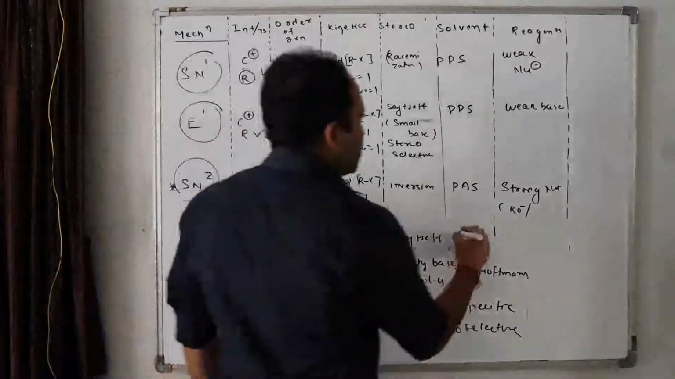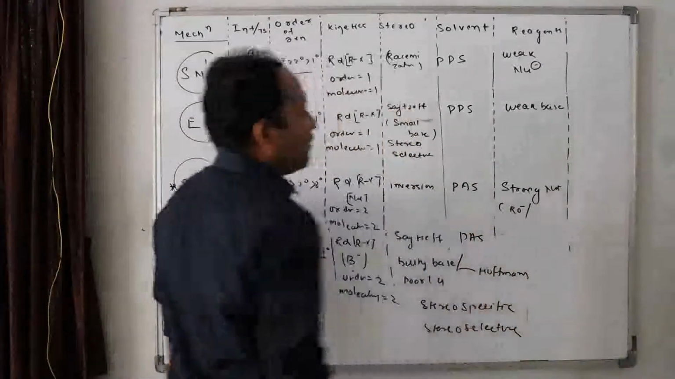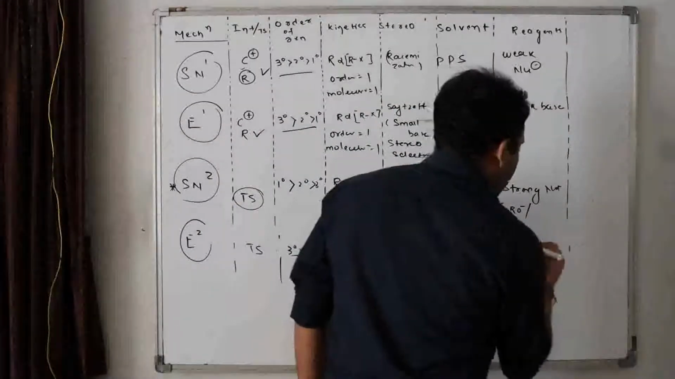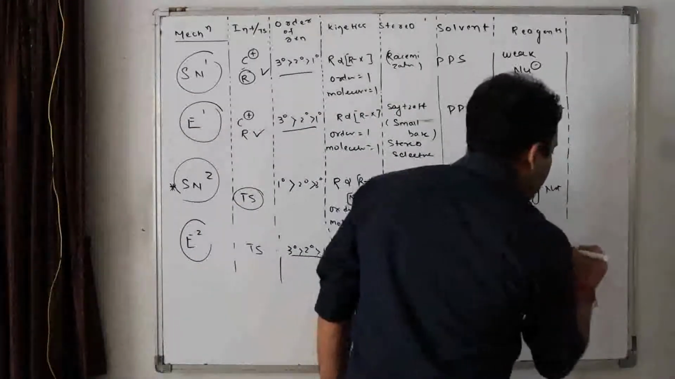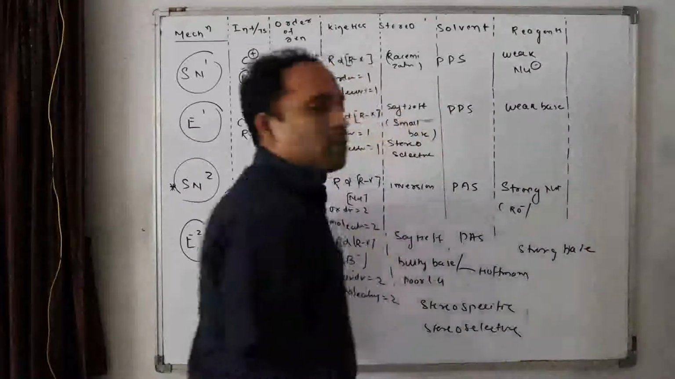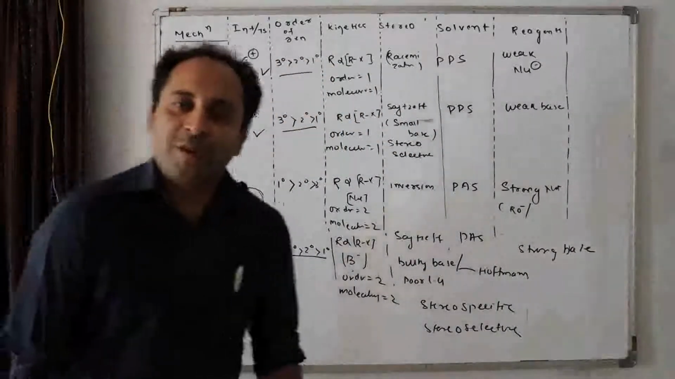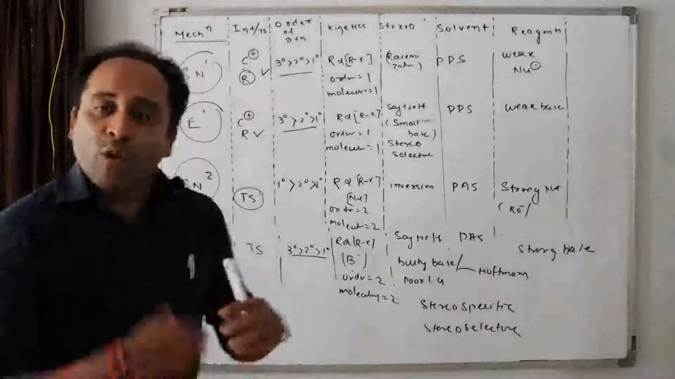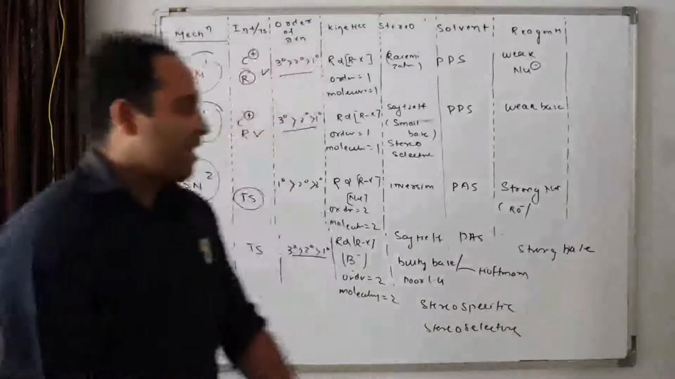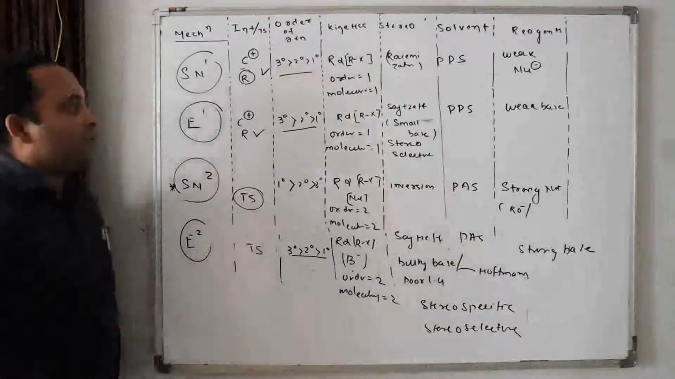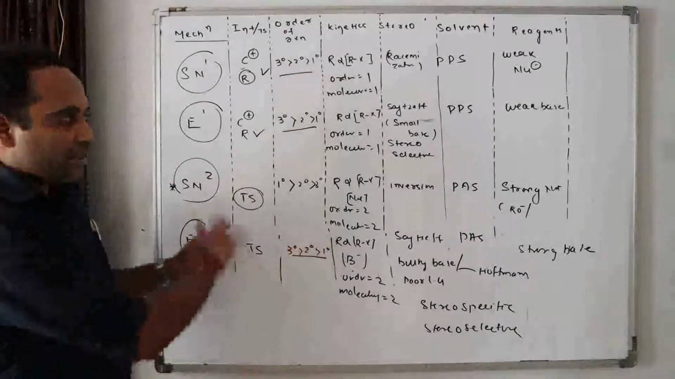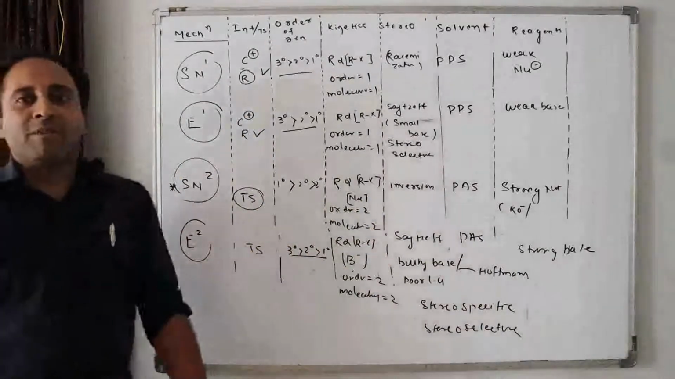Now it requires polar aprotic solvents. And what is the nucleophile? What is the reagent used here? Strong base. I told you about the bases also. R minus, NH2 minus, OH minus, RO minus, alcoholic KOH, alcoholic NaOH are the bases used in E2. Just take a complete note about this discussion.